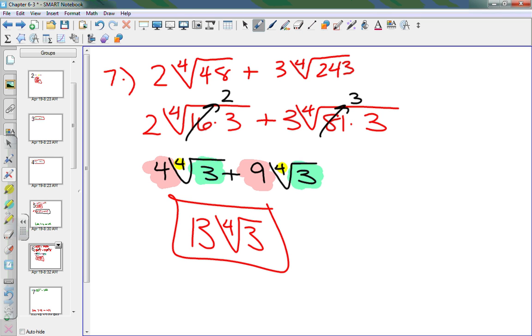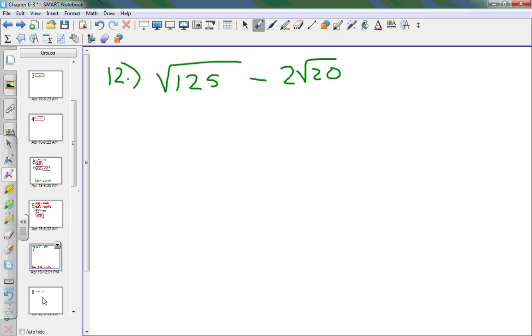That was more involved, but it wasn't something you couldn't handle. No, it was taking section 6.1 and 6.2 and simplifying first and then adding like terms. We all understand that.